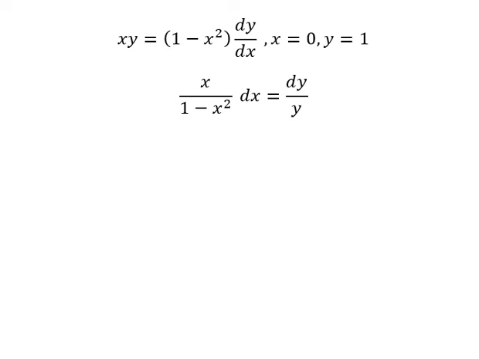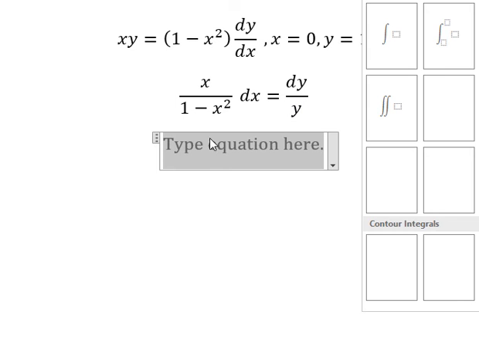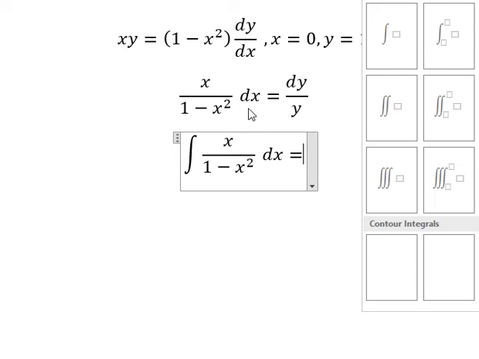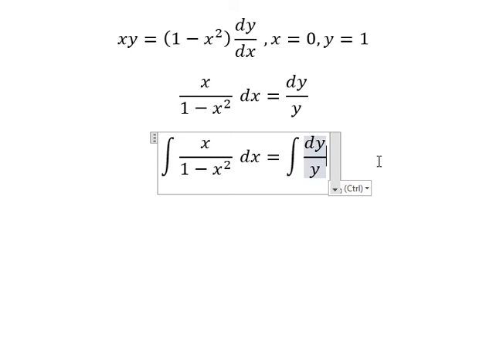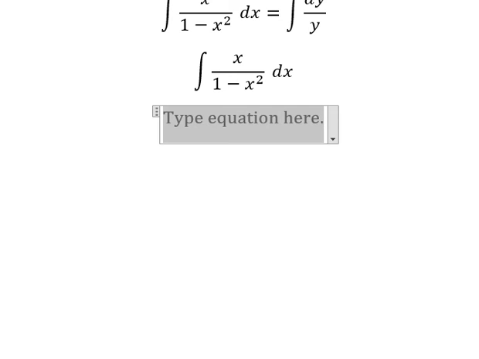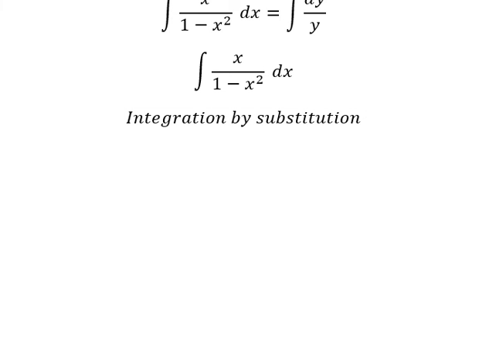Next, we need to integrate both sides. Next, we need to concentrate on this one. So, we need to use integration by substitution. So, I will put u equals 1 minus x squared. After that, we first take the derivative of both sides.